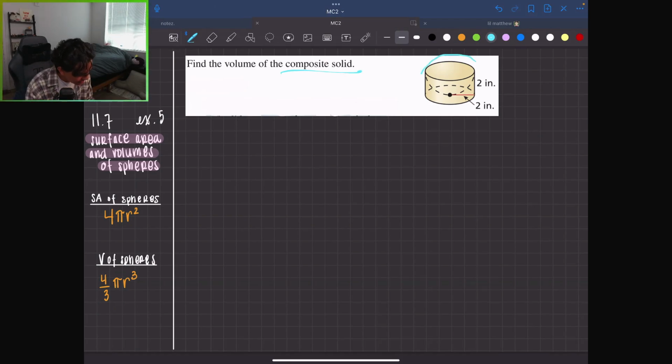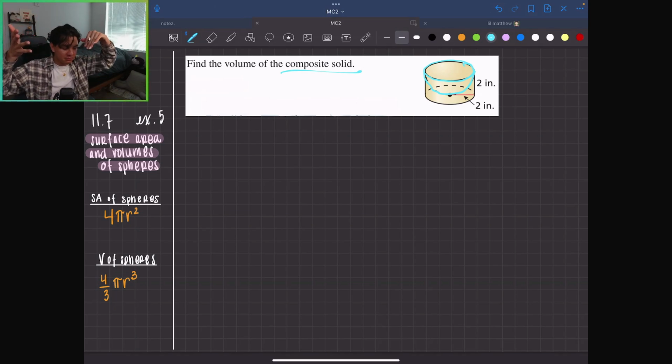We notice that this is a cylinder, and inscribed in the cylinder is this empty sphere-ish. Actually, this is going to be a hemisphere, which is half of a sphere. So it's a cylinder with a little dip in there. It kind of looks cool if you were to skateboard in it or something.